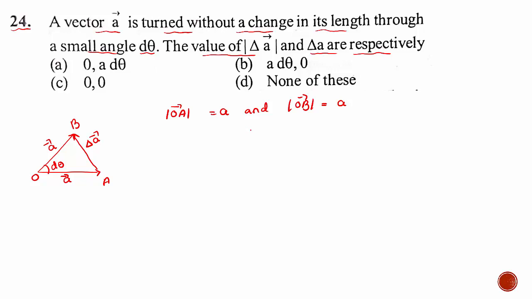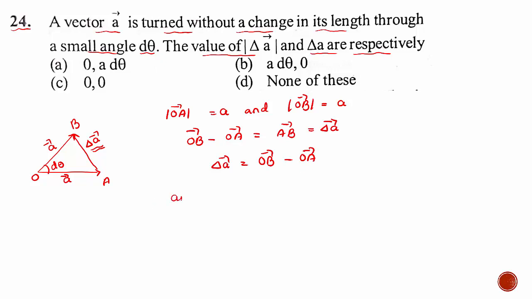So now we can use the triangle rule. I want the value of delta A, the change in the position, final position minus initial position. Final position is vector OB, initial position is vector OA, so we will get vector AB. Vector AB means it is equal to the change in the vector, delta A, right? So delta A is equal to OB minus OA. This is according to the triangular rule.